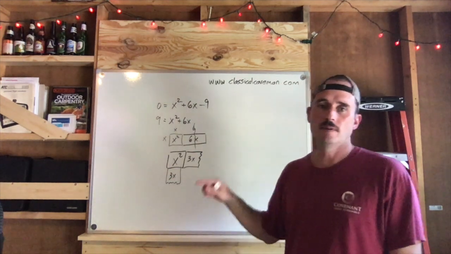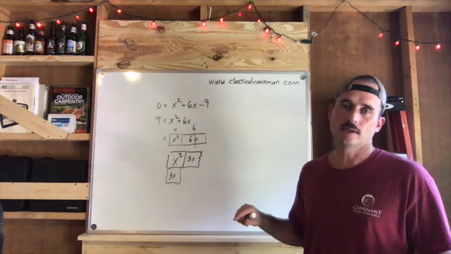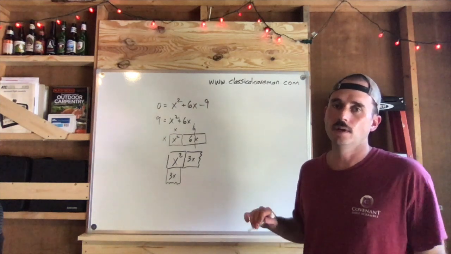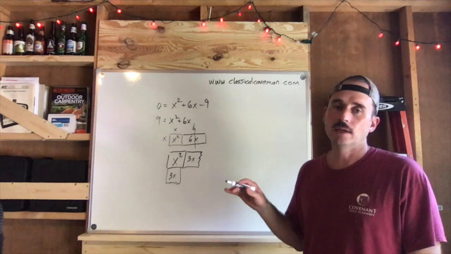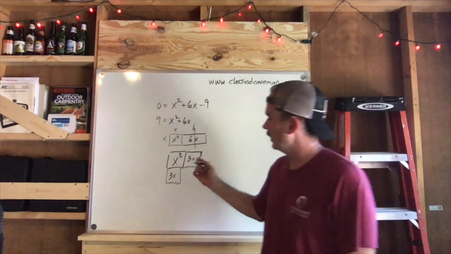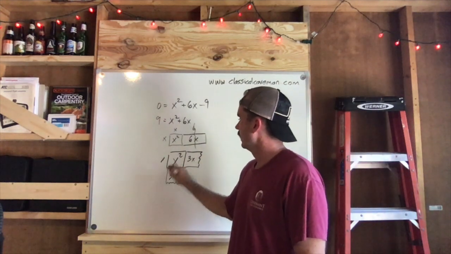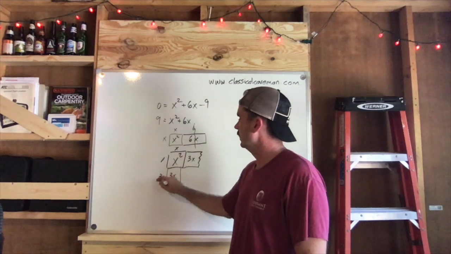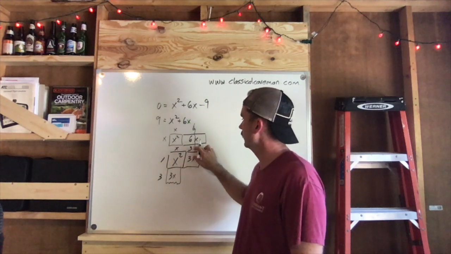So I still have the same x squared and 6x. The 6x is just split up into two parts. And what you're going to notice is I have the beginnings of a square. On one side I have a length of x and 3, and the other side a length of x and 3.